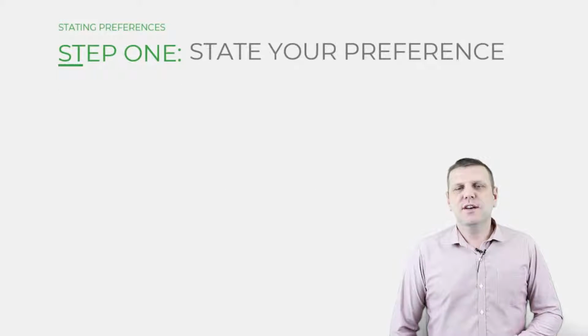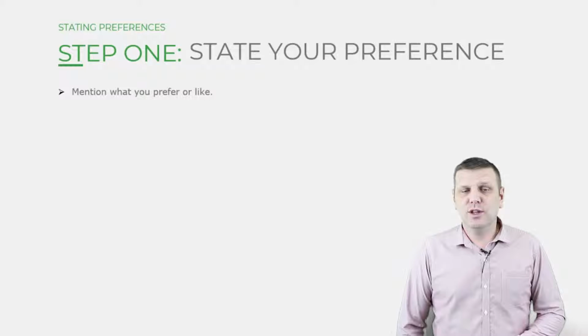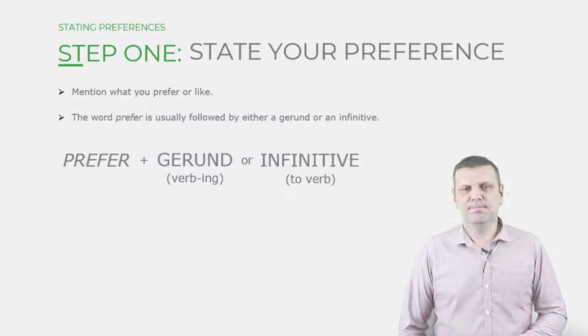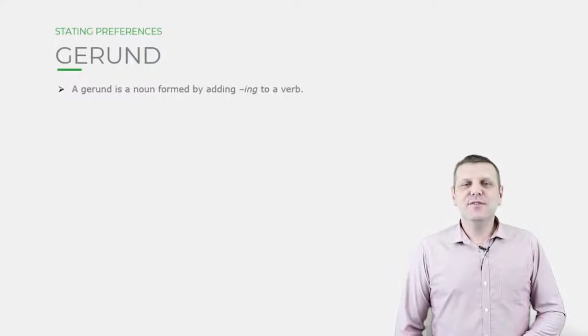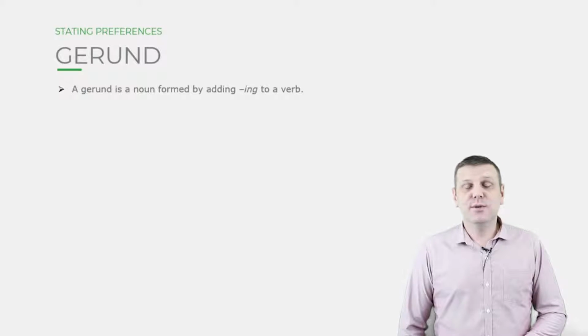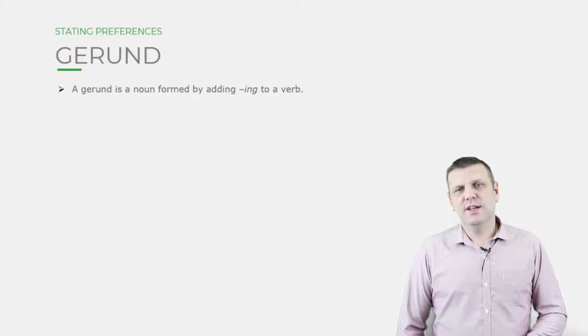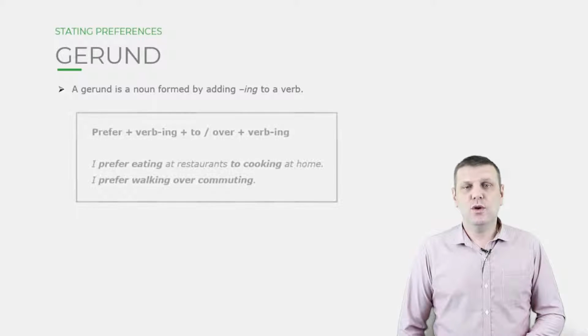The first thing that you have to mention is what you prefer or like. The word prefer is usually followed by either a gerund, verb ing, or an infinitive, to verb. A gerund is a noun formed by adding ing to a verb. When stating a preference using a gerund, the word prefer plus verb ing may be followed by either to or over. Look at these examples.